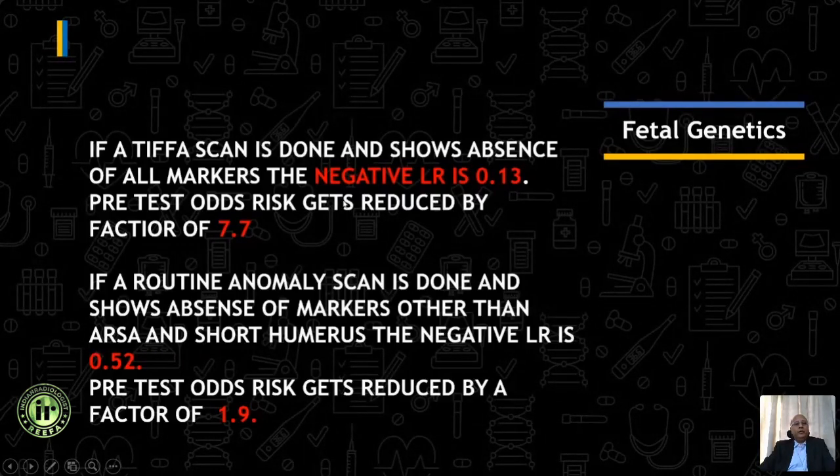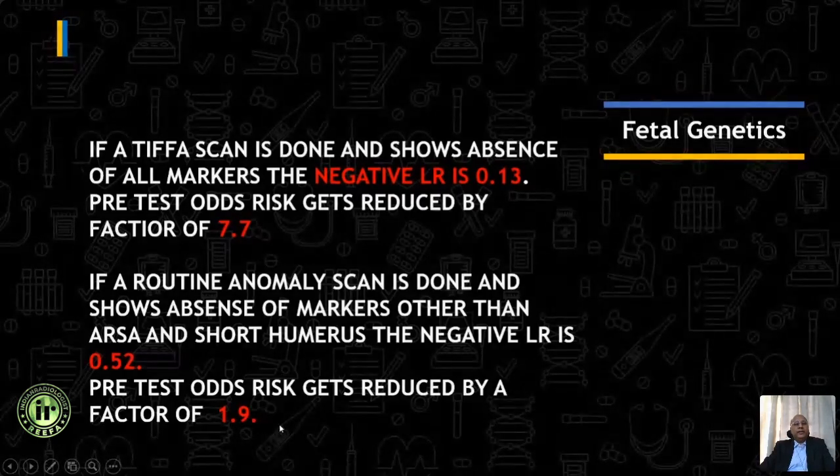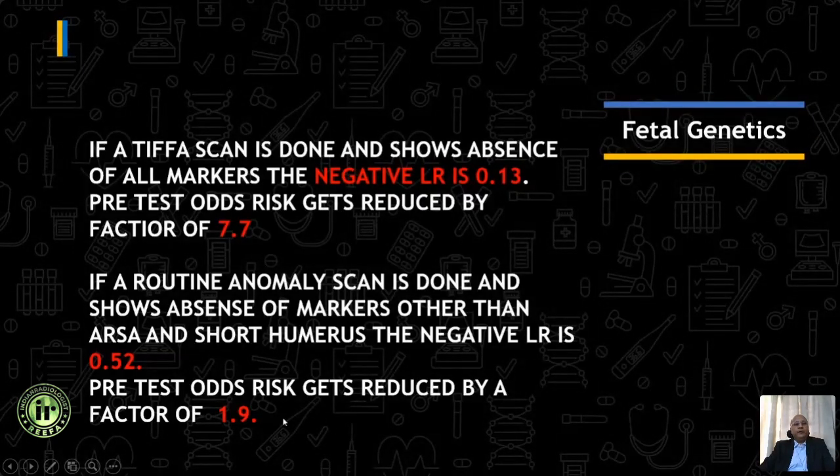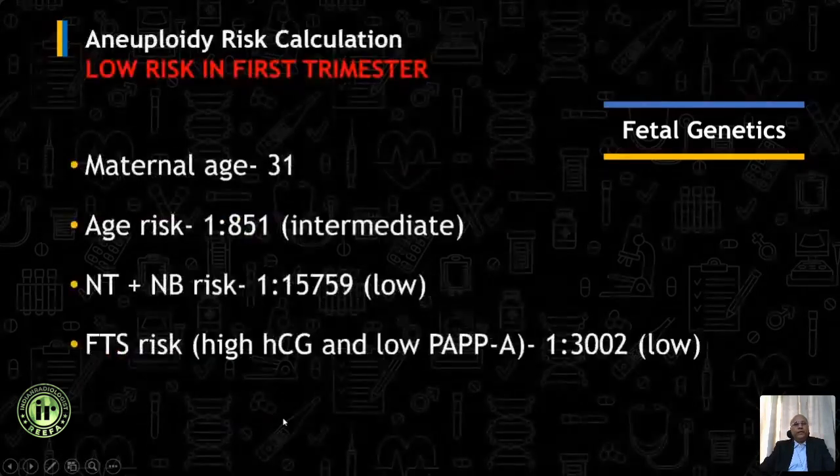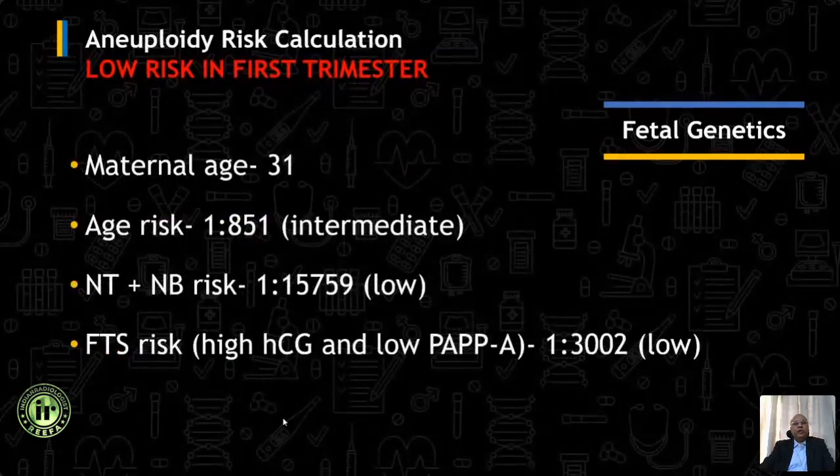So if you do a genetic sonogram, you can reduce the risk by a factor of 7.7. If you do a routine anomaly scan, you can reduce the risk by a factor of 2.0. So that is the way in which you can alter the risk after your genetic sonogram.